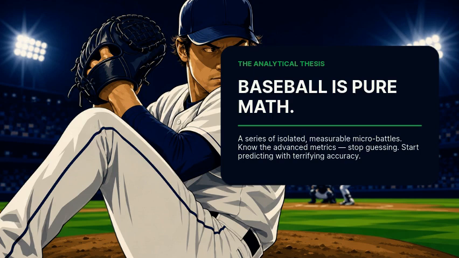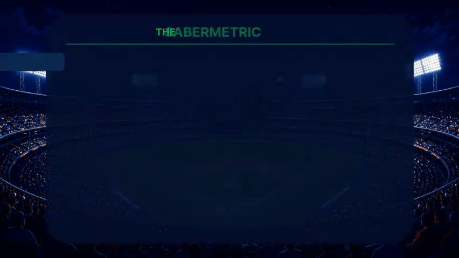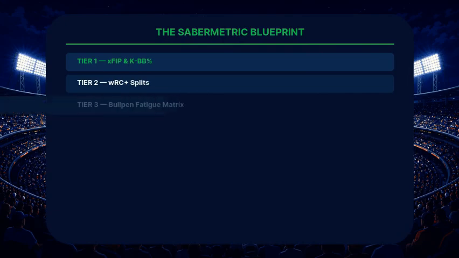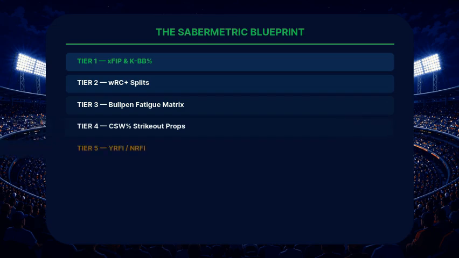It is pure math. And if you know which advanced metrics to look at, you can stop guessing and start predicting baseball outcomes with terrifying accuracy. Today, we are pulling back the curtain on the sabermetric blueprint. We have compiled and ranked the advanced parameters that dictate MLB outcomes, from moneylines and totals to strikeout props and the highly volatile first-inning markets. We are breaking down the exact 5-tier hierarchy professional syndicates use to handicap a game.